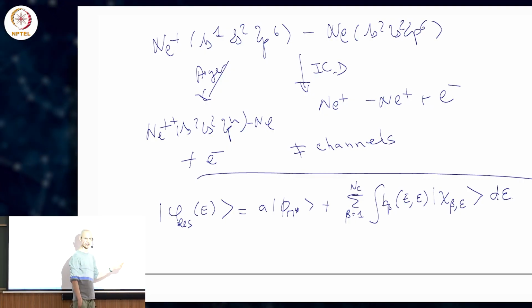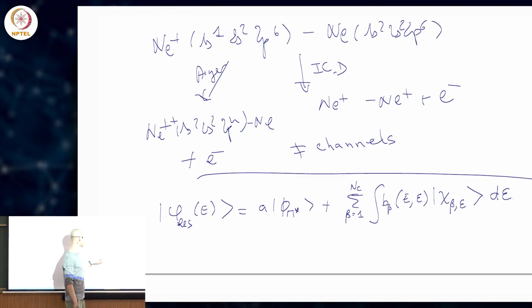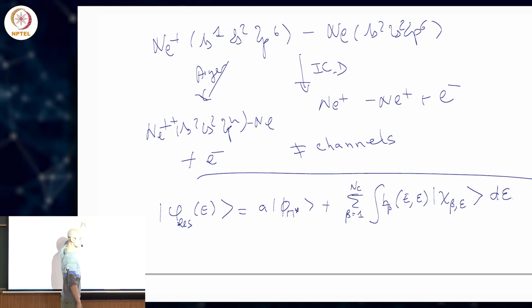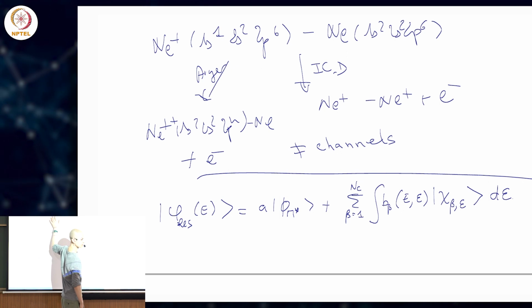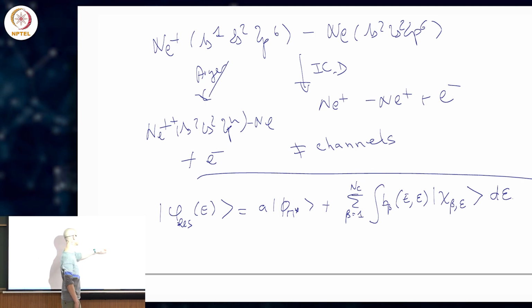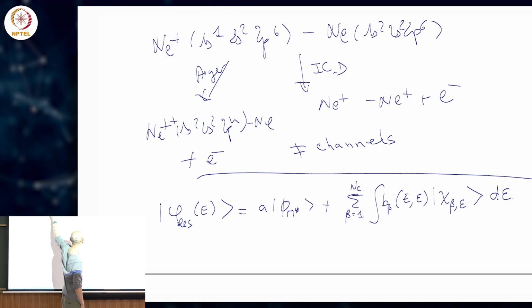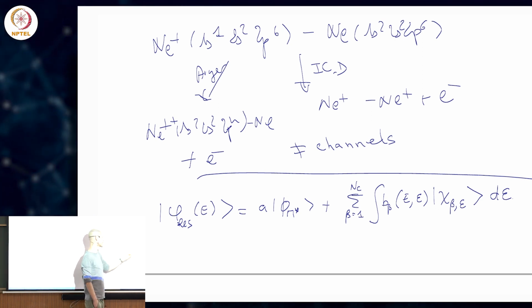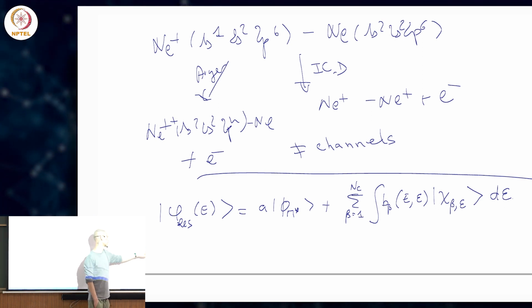But now the electron is gone. Okay, and you have a sum over beta. Beta is the number of channels, and this is why it's good to have this example, because now you have 2 channels. So here I would have beta from 1 to 2. You can have the Auger channel or you can have the ICD channel. Okay, and for each of them you have a continuum, and this is your continuum.